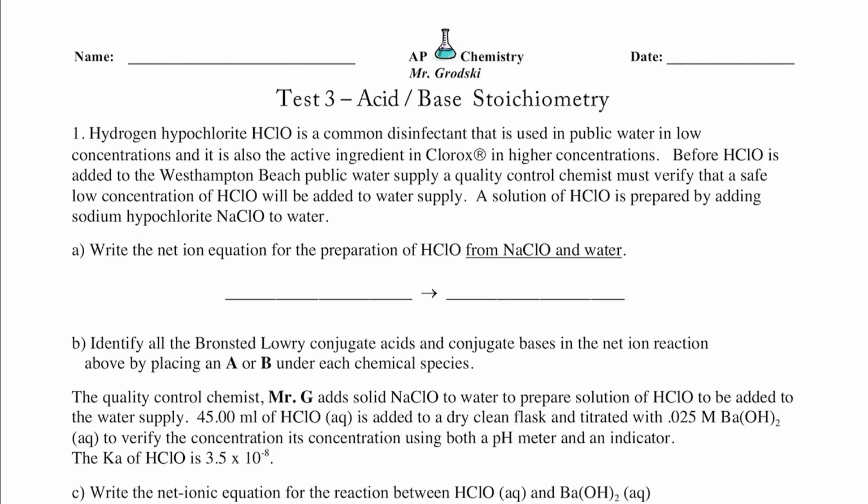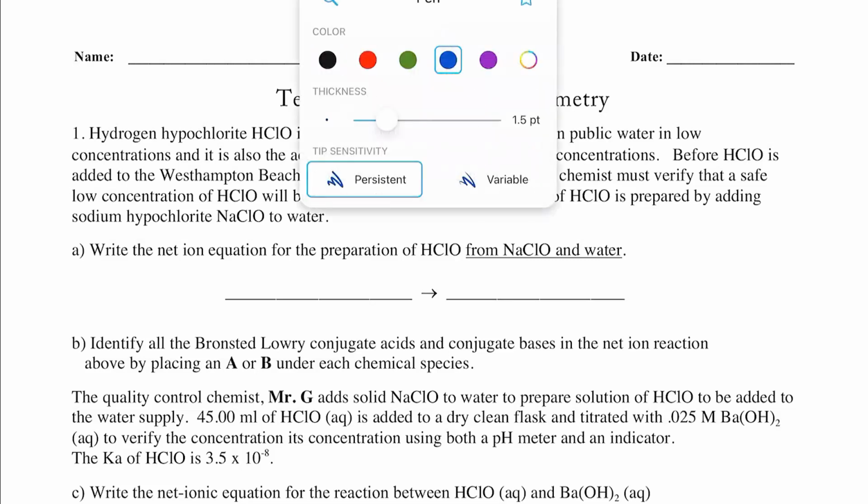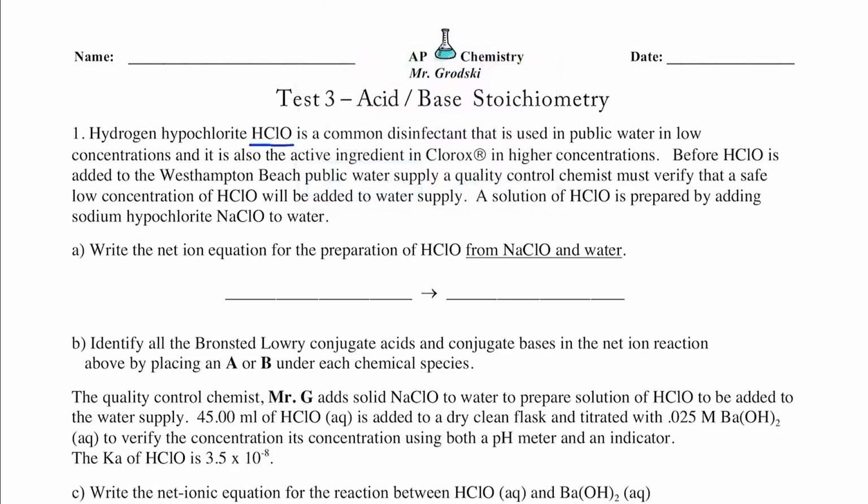We're talking about hydrogen hypochlorite, HClO, a common disinfectant. So that's the star of our early show here. HClO is used in public water in low concentrations, and it's also the active ingredient in Clorox. Now really, sodium hypochlorite is the active ingredient, but when it's added to water, hydrogen hypochlorite is made. That's the actual disinfectant, and that's what this reaction is about.